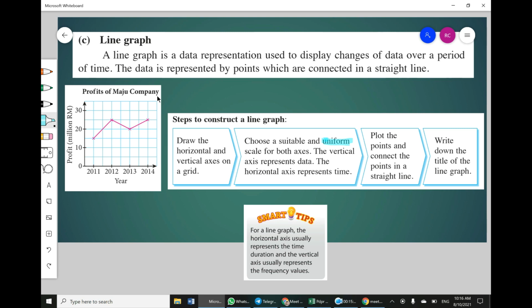Profits of Maju company. Yes, very good. What is the meaning of profit? Dalam bahasa Melayu dipanggil apa? Keuntungan. Bagus. Keuntungan. Okay, so you have a smart tip over here.